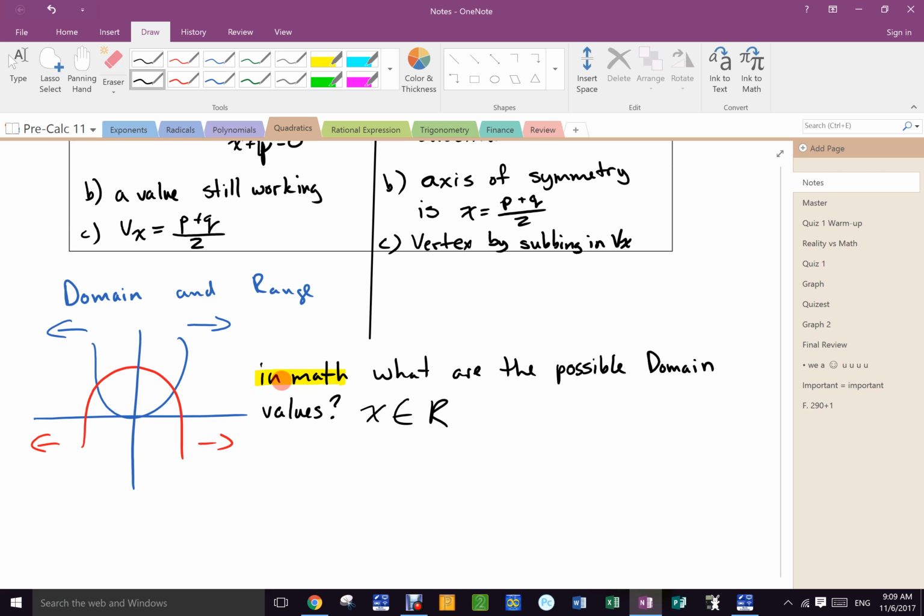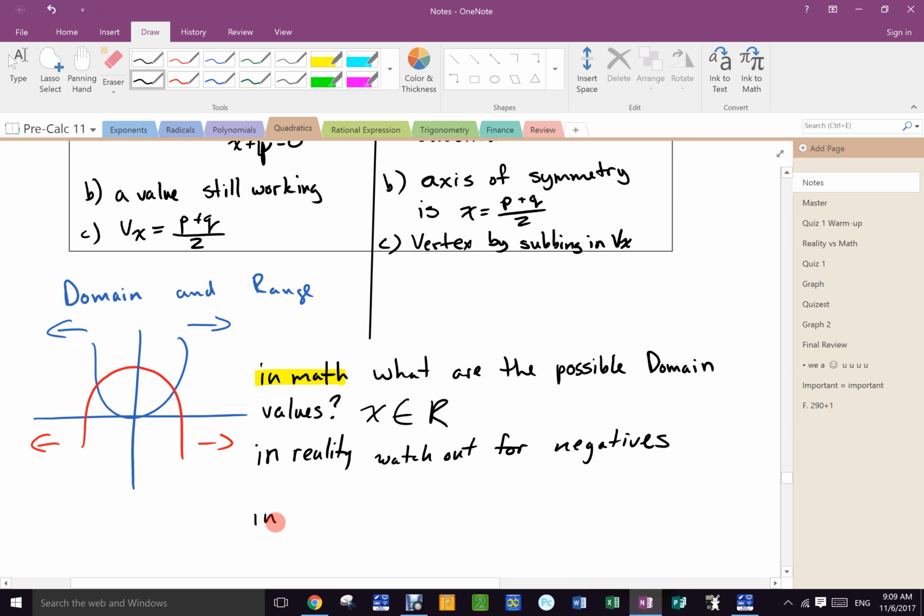All right. Why did I highlight the words in math? Because in certain situations, you can't have negative values, right? Can't have negative time, right? Okay, so in reality, watch out for negatives. Okay? That's the domain.